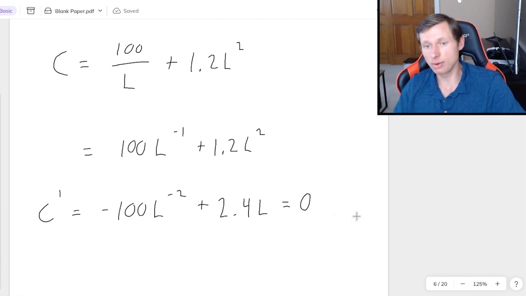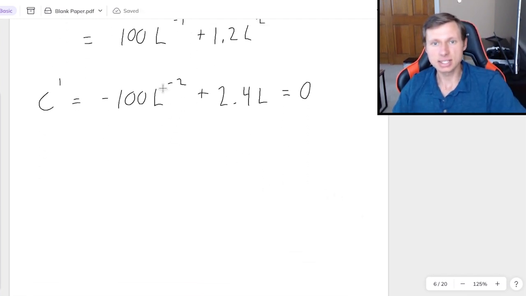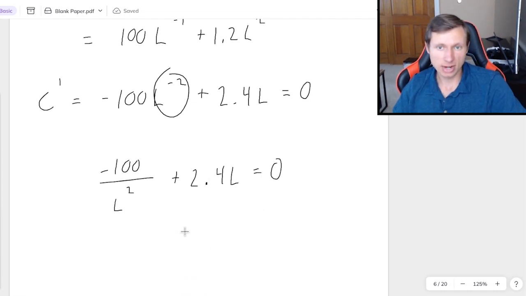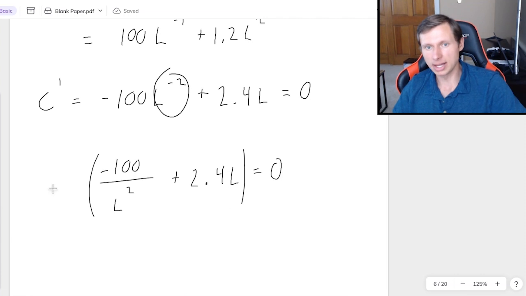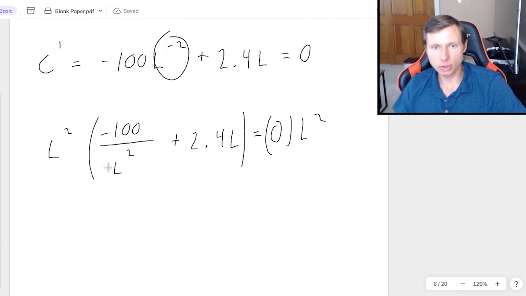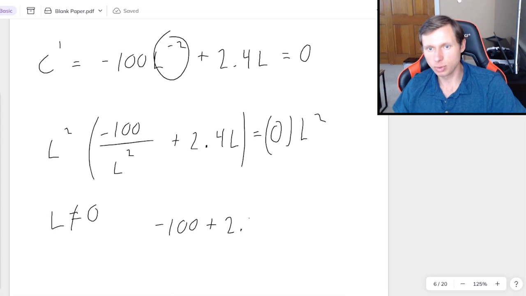We have to set that equal to 0 and solve. My advice is move this L to the negative second back to the denominator. It's going to make it easier to solve, and we're allowed to do it. And now if I want to solve for L, I'm going to multiply everything by L squared. And just remember when we do this, that L cannot be 0 because 0 cannot be in the denominator, and we're going to miss that solution later on. But anyways, distributing the L squared gives us negative 100 plus 2.4 L cubed equals 0.